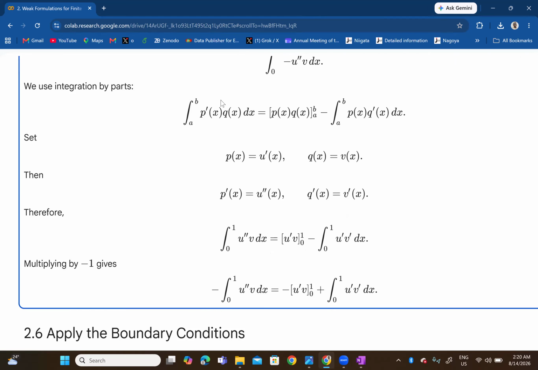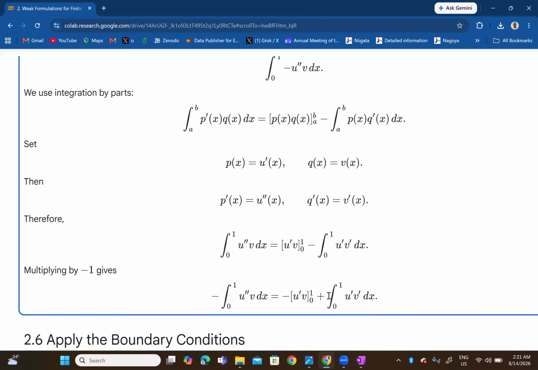Once you have p prime of x and q of x, that means you have u prime prime and then v dx. You integrate this, you get u prime, and the v remains the way it is here. And then, since you integrate this, you differentiate v, and that is why here you now have u prime v prime dx, from 0 to 1. If you multiply both sides by minus 1, just to transfer the minus sign, the minus comes here, you have minus outside there, and this becomes positive. So that's the first thing we do here.